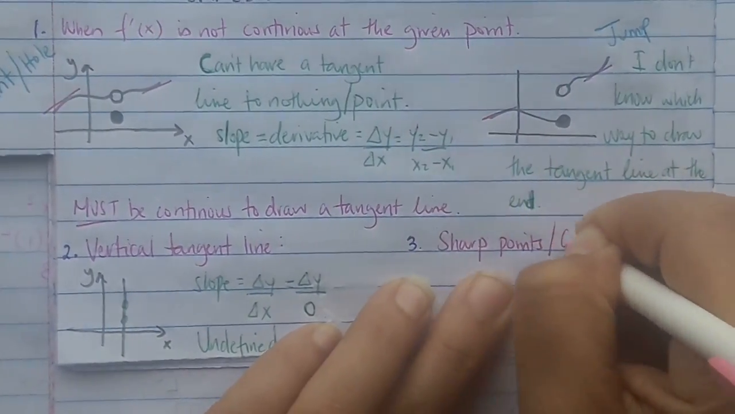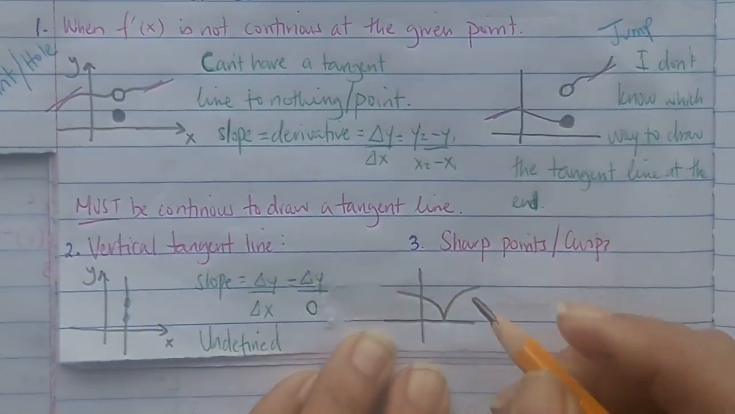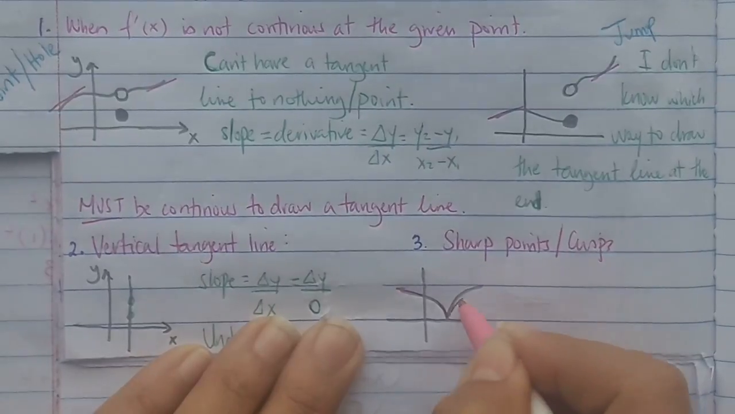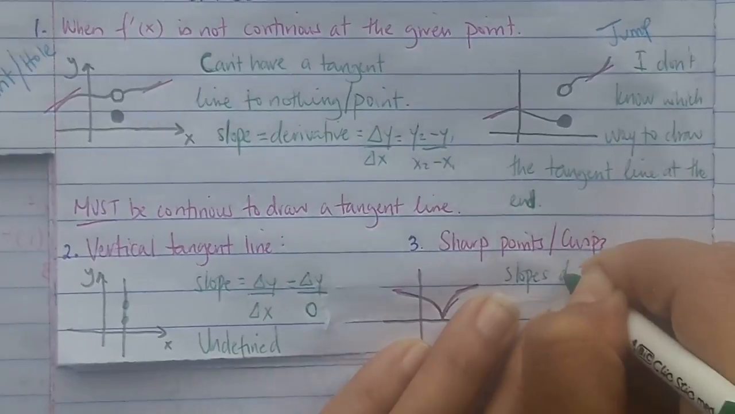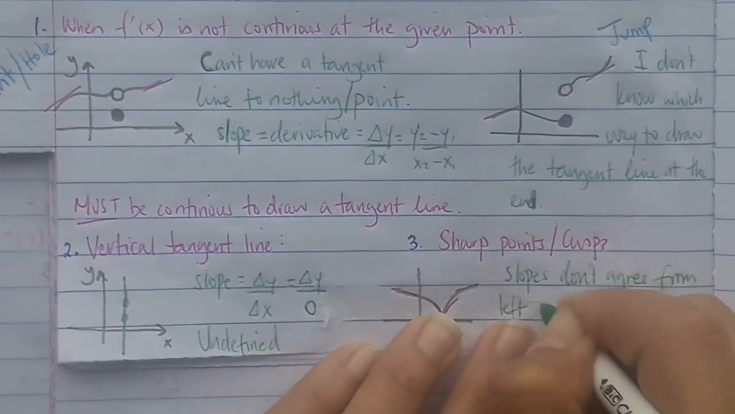Alright, number 3, a sharp point or cusp. So again, I can draw tangent lines all the way on the left, but when I approach that point, I don't know which way to draw the tangent line, left or right. So again, slopes don't agree from the left or right, so which one do I choose?